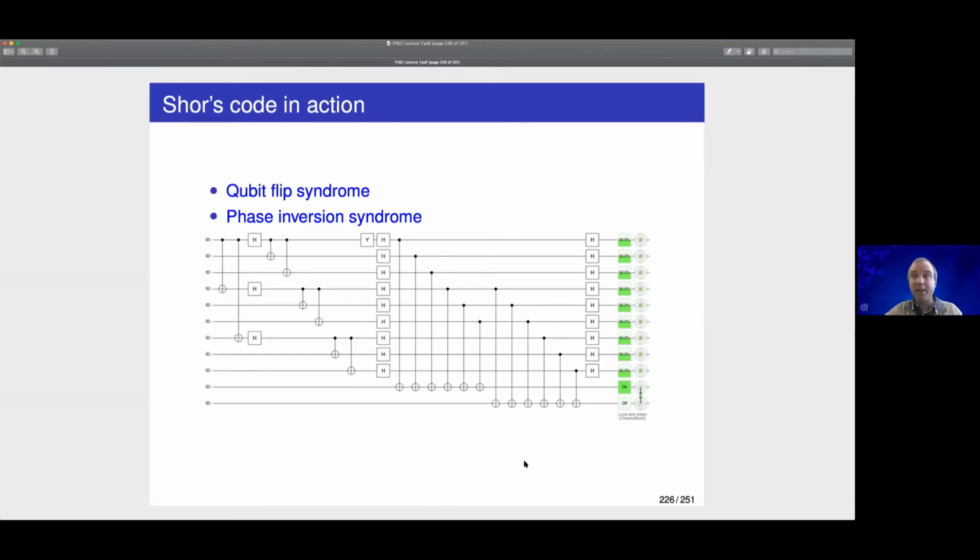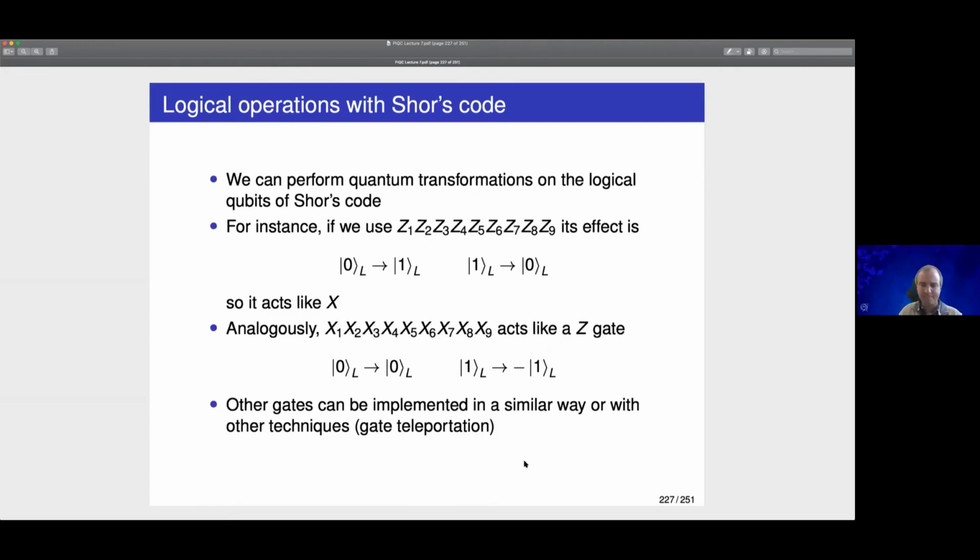So the good thing is that with this kind of error correcting code, I can apply what are called logical operations. So I can transform the information, I can apply gates directly to the logical qubits. I don't need to go back to the decoded state in order to apply gates, but I can apply gates to all the physical qubits that are encoding the information to have an operation that is equivalent to a unitary gate on the logical qubit.